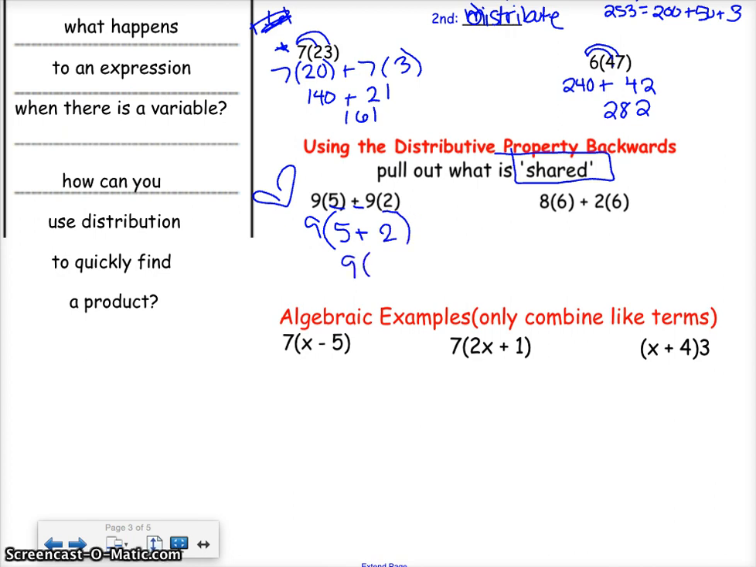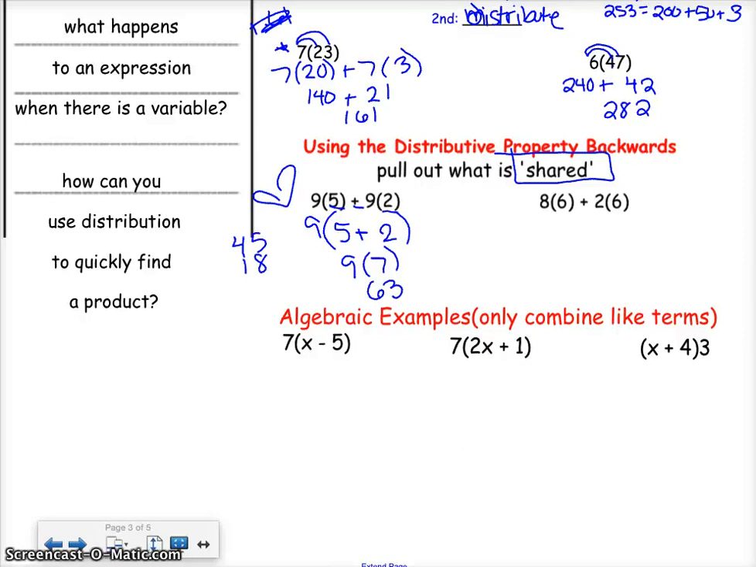So it's really 9 times 7, 63. This will help us as well. It's working backwards, because 45 plus 18 I can't do fast. You could go 9 times 5, 45, 9 times 2, 18, but I can't do that fast. It's actually faster to pull that 9 out.